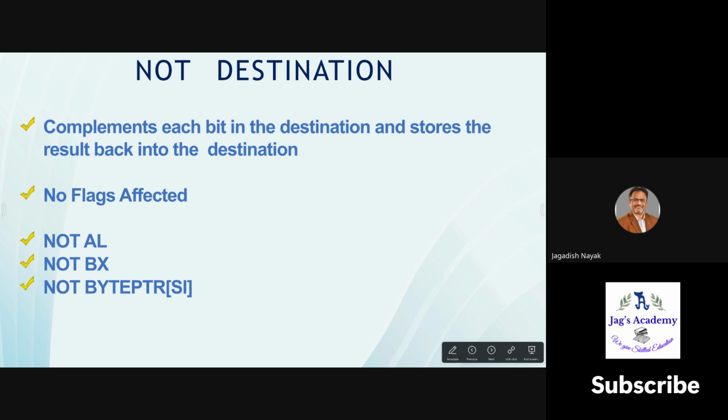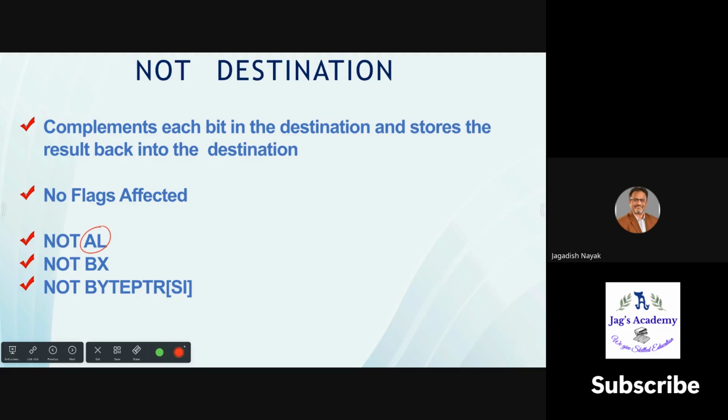Suppose the AL register has the content, say, AB. What is the NOT operation of this? A is 1010 and B is 1011. Now what is the NOT of this? 0101 0100. This is the NOT operation. That's it.